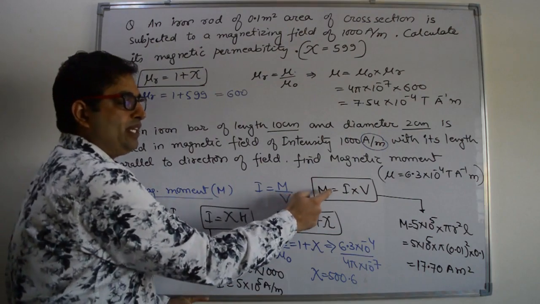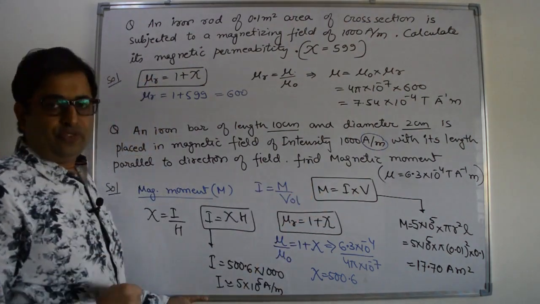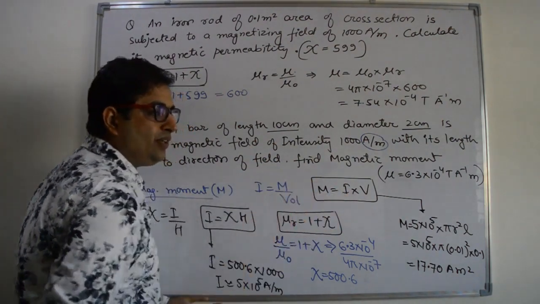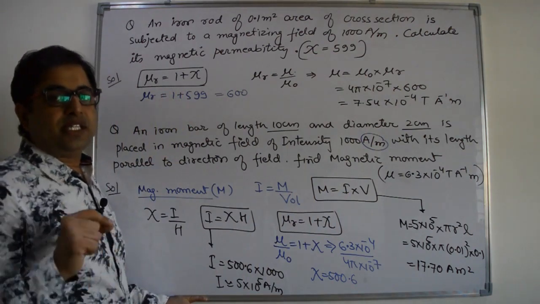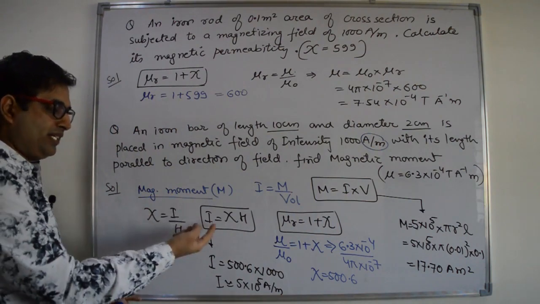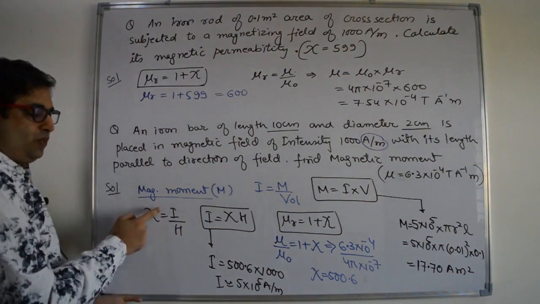So magnetic moment is I, intensity of magnetization, into V, volume. We don't know the value of I. So first thing we have to calculate is intensity of magnetization. Intensity of magnetization is related to susceptibility. Chi is equal to I by H.